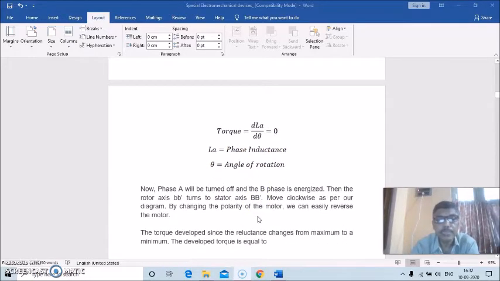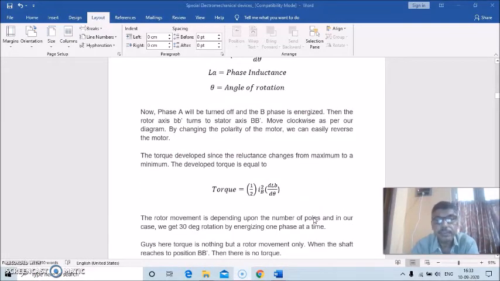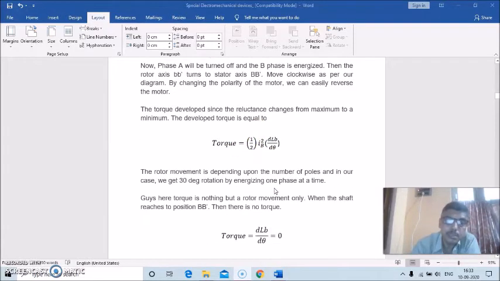So now phase A will be turned off, and B phase is energized. Then the rotor axis bb dash turns to the stator axis BB dash, and moves clockwise as per our diagram. By changing the polarity of the motor, we can easily reverse the motor. So the torque is developed since the reluctance changes from maximum to minimum, and the developed torque is equal to half IB square d theta LB. So the rotor movement depends upon the number of poles, and in our case we get 30-degree rotation by energizing one phase at a time.